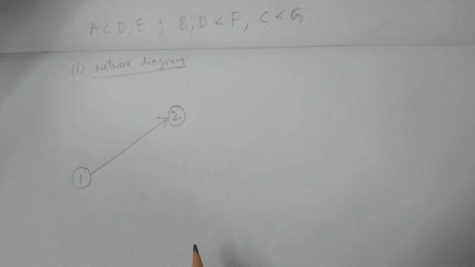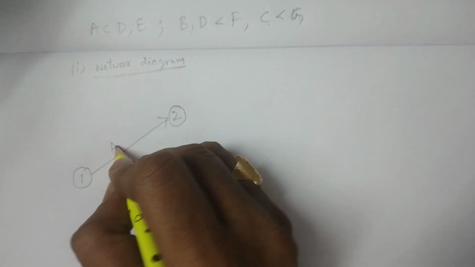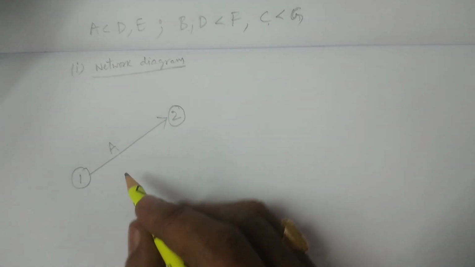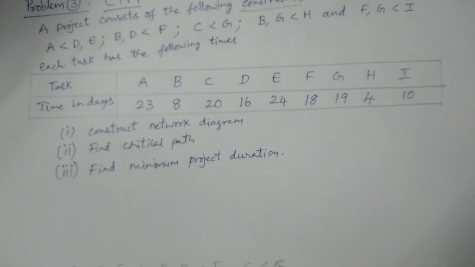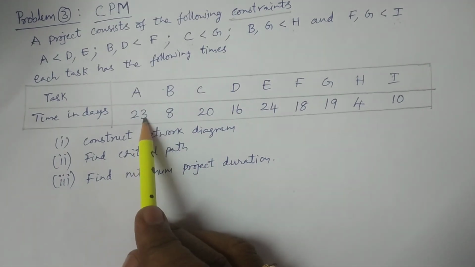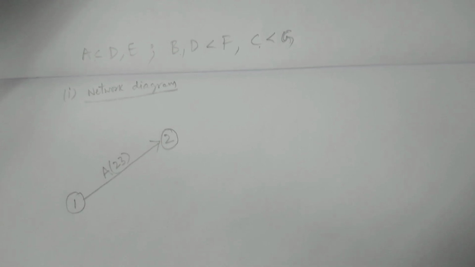Basically, if you connect two events, you will get an activity. An activity is formed by connecting two events. I'm considering 1 and 2, and I'm constructing the activity A. Clear? The activity A has a time of 23 days, which you can observe from the table. That is the time of completion of that particular activity, as it was specified.